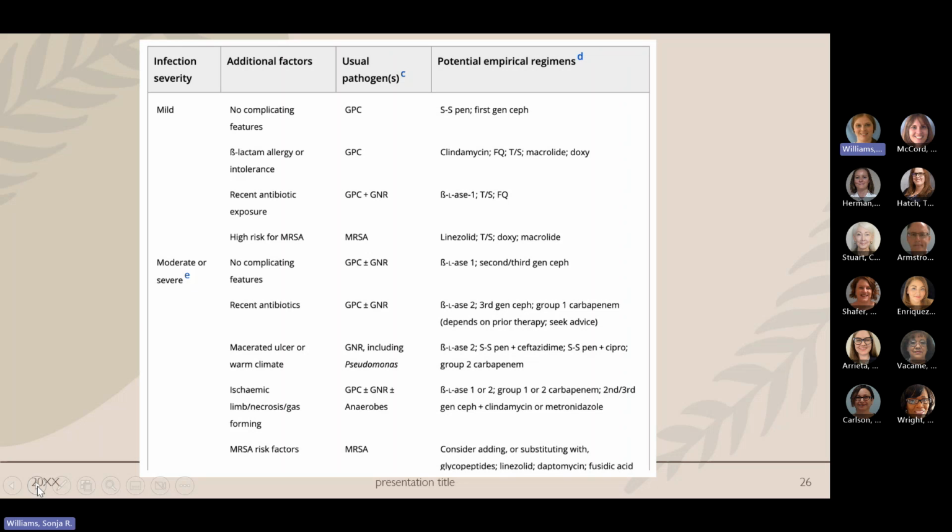So these are guidelines from the International Working Group on the Diabetic Foot. They go over mild or moderate, as well as what type of pathogens to cover. So for example, a mild infection, you're really just covering gram-positive cocci, and a Keflex or an Augmentin should cover that. If you've had recent antibiotic exposure, those are the ones you're concerned about. MRSA, you want to maybe consider linezolid, doxycycline, or Bactrim.